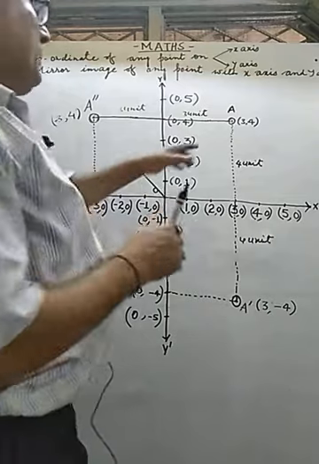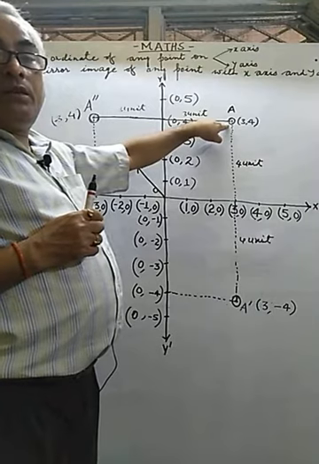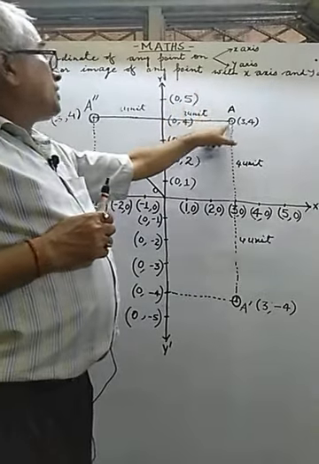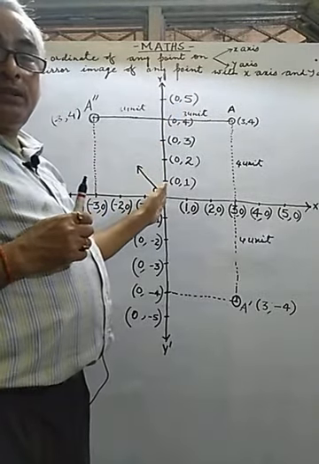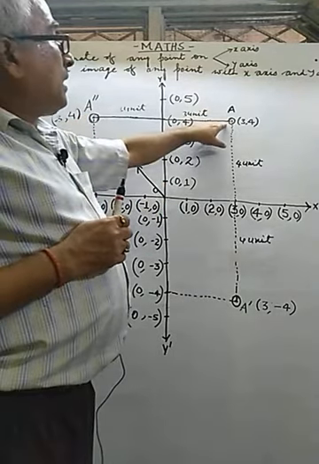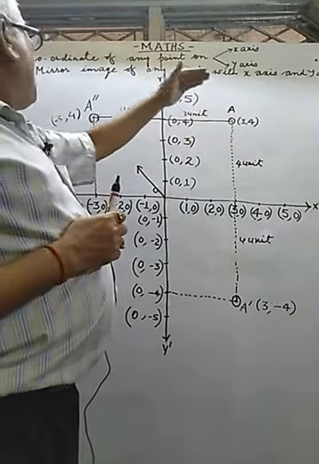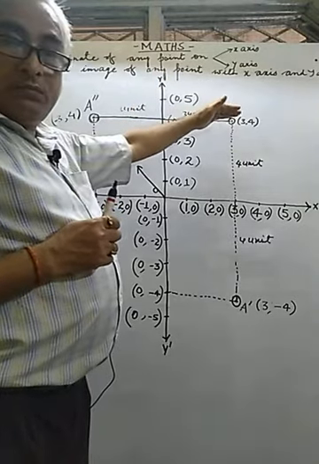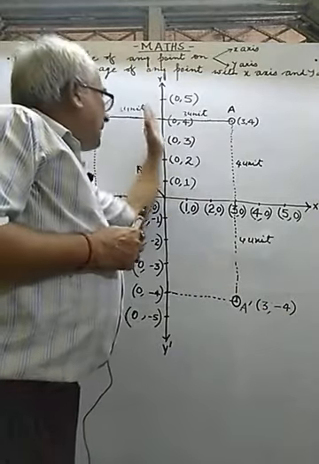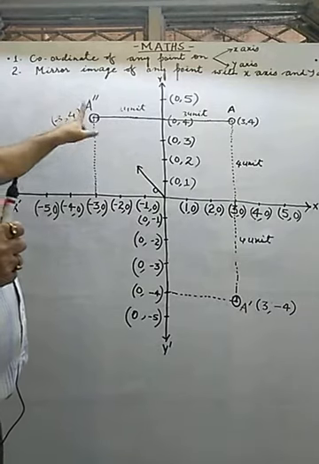Now see here, in this way we observe that the image of this one with respect to the x-axis is A dash, and with respect to the y-axis, if the y-axis is supposed as a mirror, then its image is A double dash. The coordinate of this point A is (3, 4). So the mirror image of this one with respect to the x-axis is (3, -4). With respect to the y-axis it is (-3, 4). In this way we have studied.